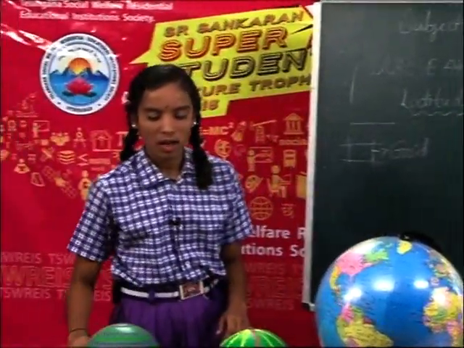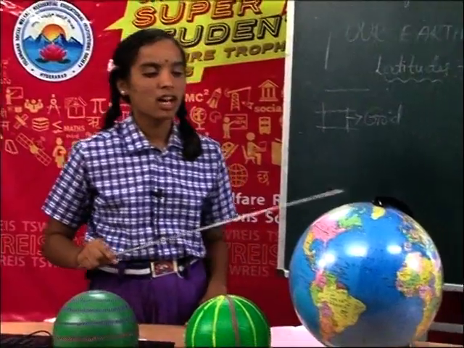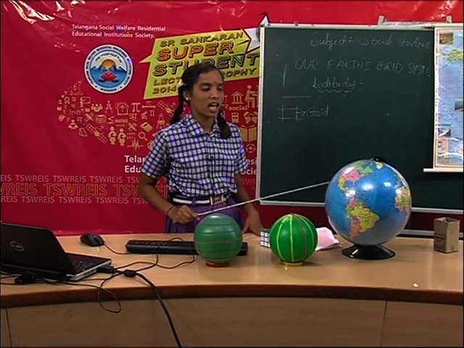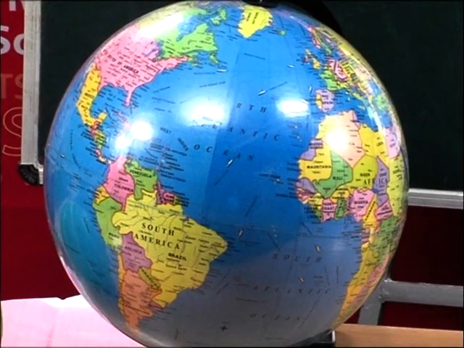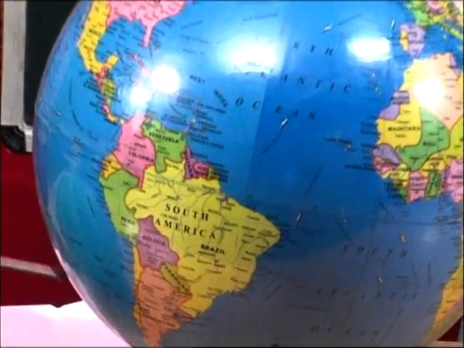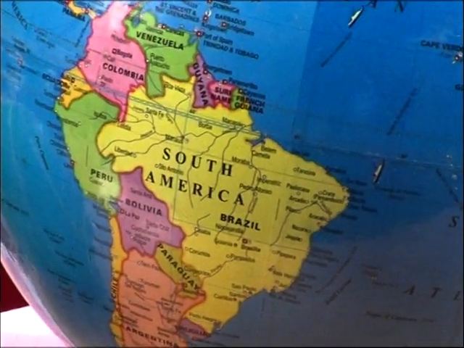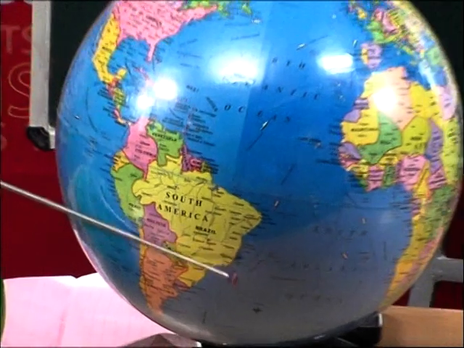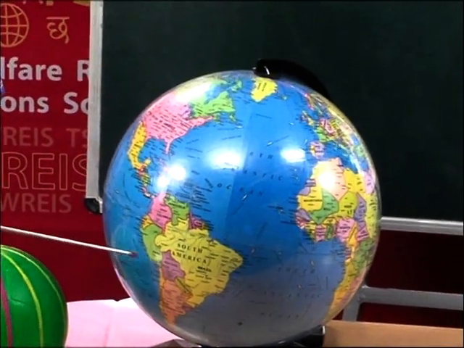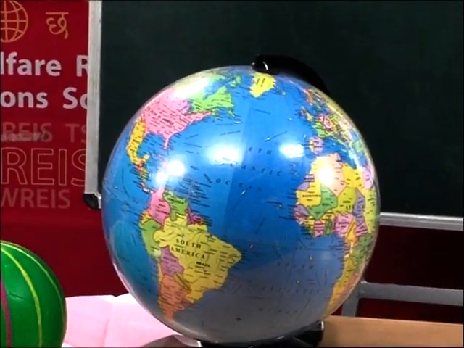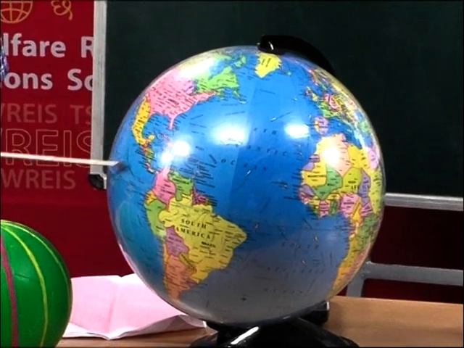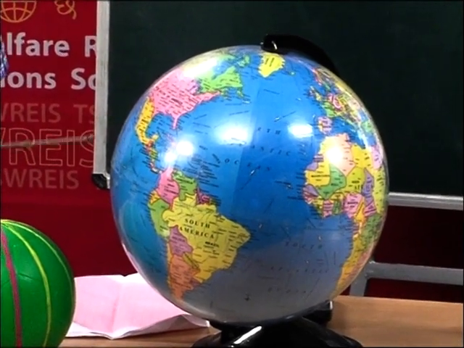Friends, here on this globe there are the vertical lines and horizontal lines. The vertical lines which are running from north-south directions are longitudes. And friends, the horizontal circles which are running from east-west directions are latitudes.